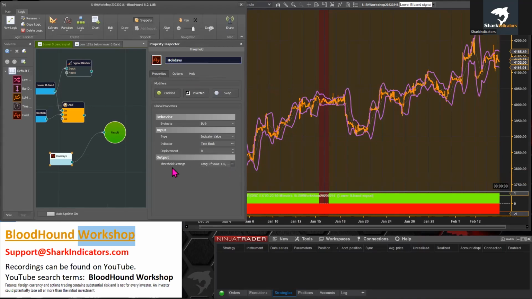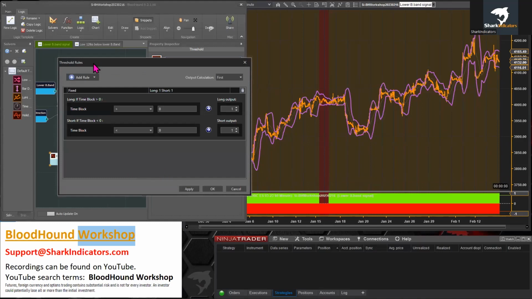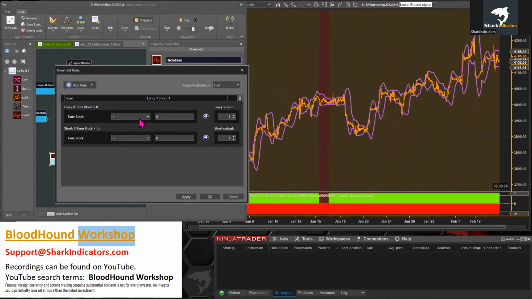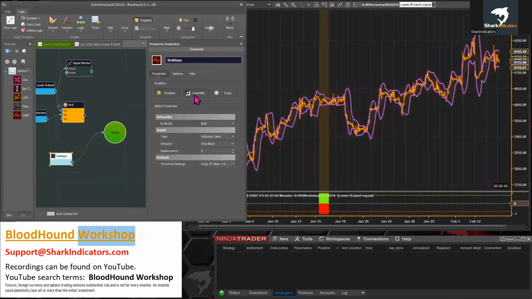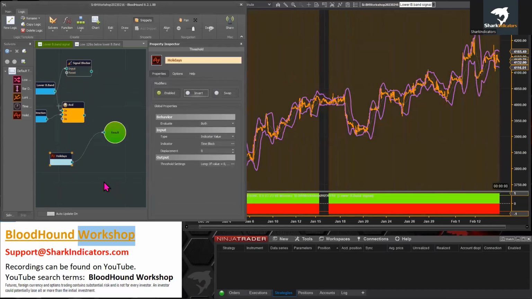So I do need to open up the rules window here. And I should set this to equals. Actually, if it equals 0, okay, so I don't actually need to invert it. I'm still kind of thinking in terms of BloodHound version 1. In BloodHound version 1, you would want to invert it.